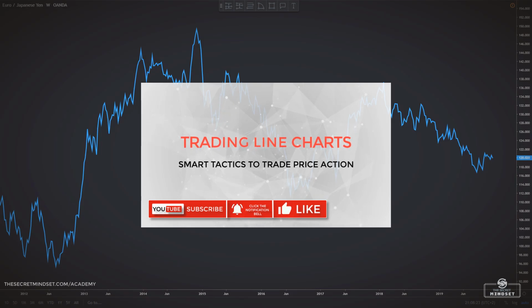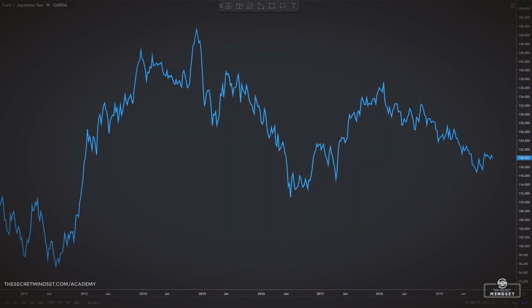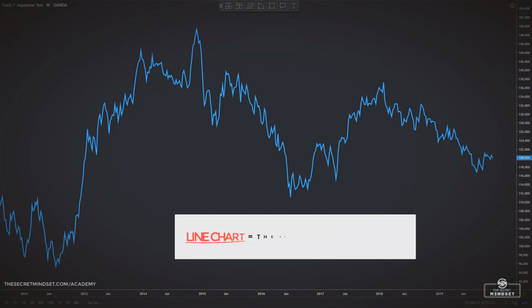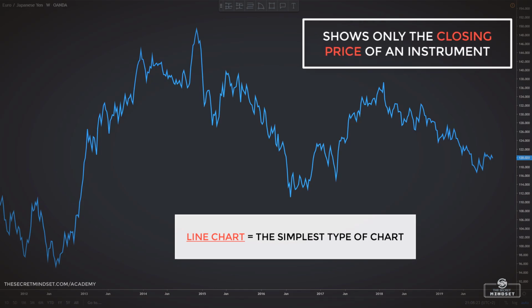Just one line is enough to filter the market noise, which is one of the reasons why most retail traders fail. A line chart is the simplest type of chart, representing the trading instrument's closing price on each day. This type of chart offers traders a clean, easy to understand view of the instrument's price.